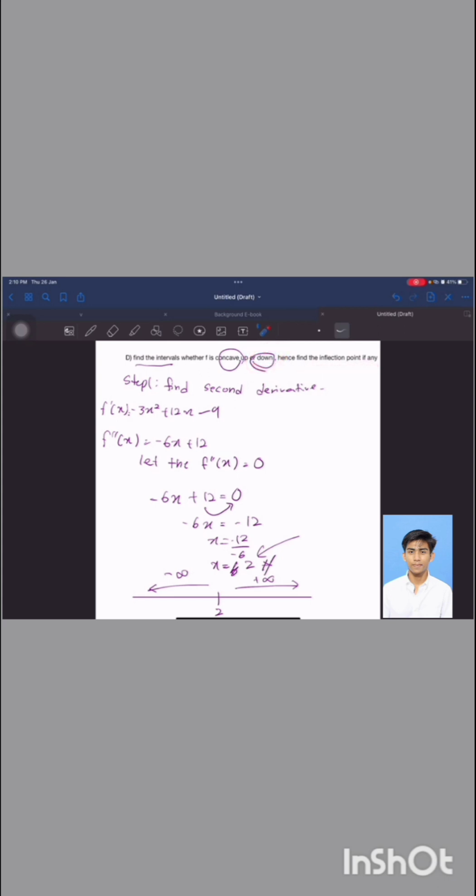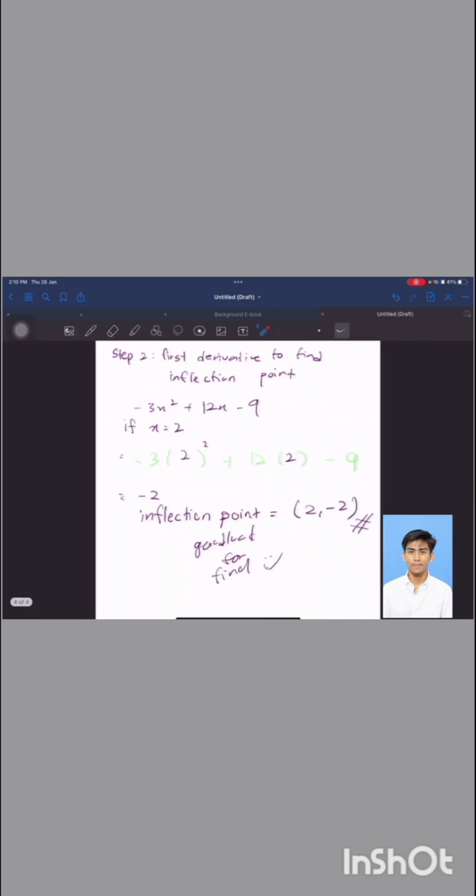So how do you want to find the concavity? You need to find the second derivative first. How do you find the second derivative? You differentiate again. So then you get this, and then you need to let the second derivative equal to 0. You need to find the x. So when you solve, x is 2. So then you need to do this critical line.